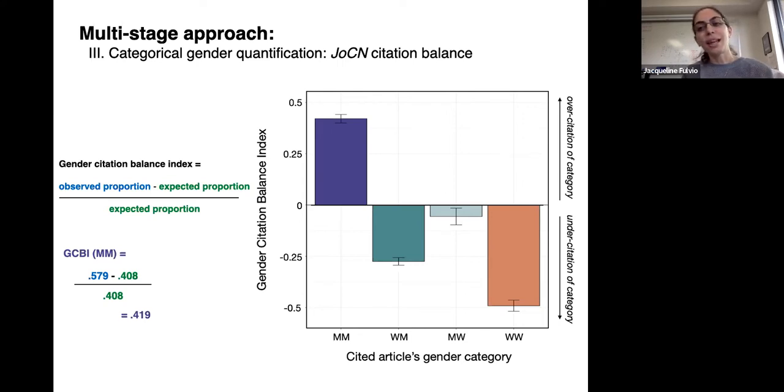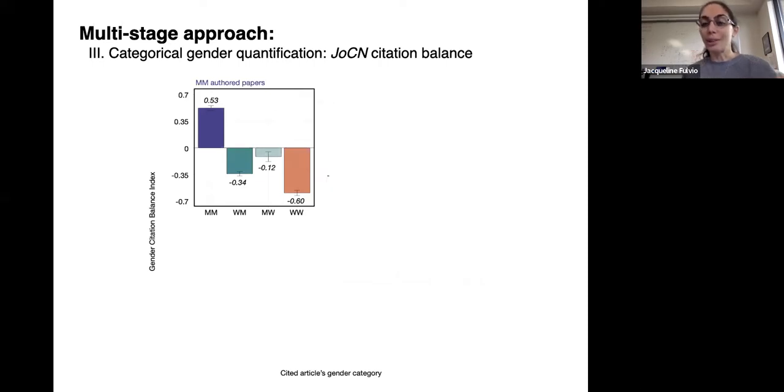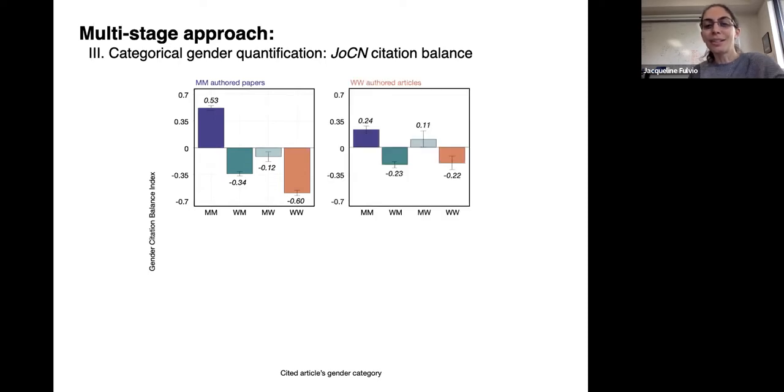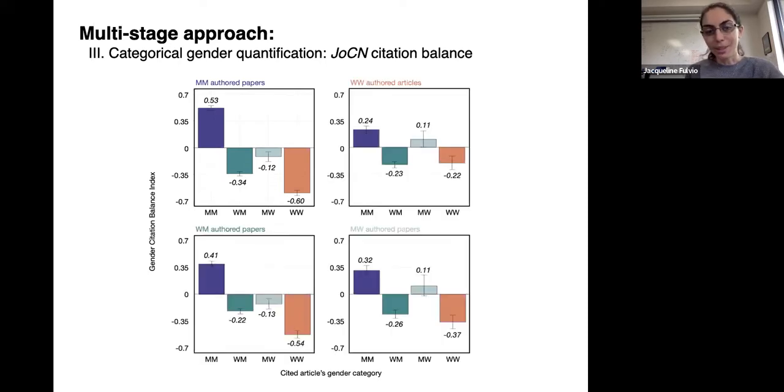And then of course we could ask, do different author groups show different citation patterns? Is this really being driven by one particular type of author group, or is this something that's just a broad practice among all of our author groups? When we look at the citation balances for papers authored by a man in the first authorship position and a man in the last authorship position, we see the same pattern. So they are faithful to the overall pattern. However, this group is not the sole driver of the outcome, as we see a similar pattern for our WW authored papers and our mixed gender author papers as well, with some slight variation overall.